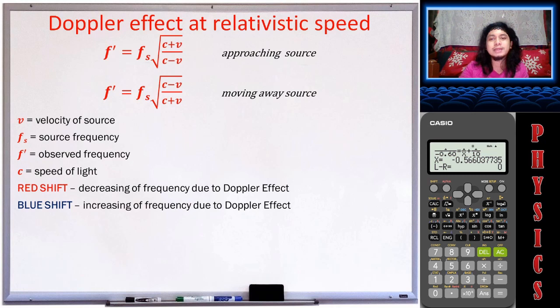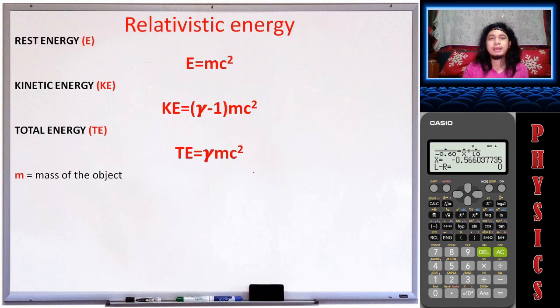May tawag po tayo dyan. Kapag tumataas yung frequency, ang tawag natin dyan ay blue shift, or the increasing of frequency due to Doppler effect. Kapag naman bumababa yung apparent frequency, we call that red shift. Paano natin matatandaan? Tandaan nyo lang na yung red ay yung pinakamababang frequency. Yung blue, parang violet, mataas yung frequency niya. Okay? Yan po yun.